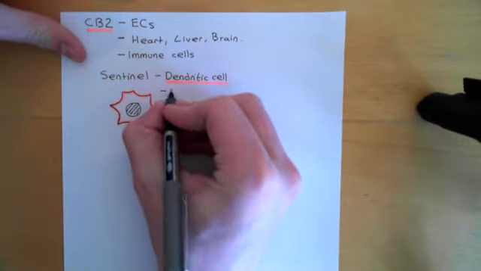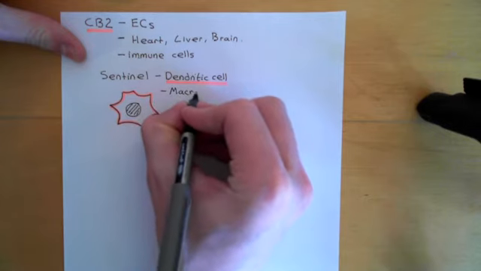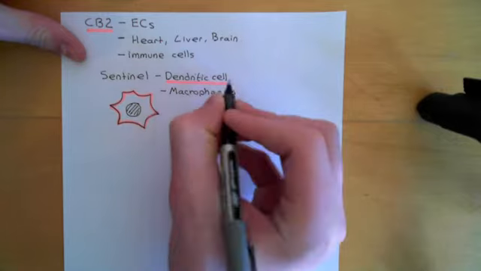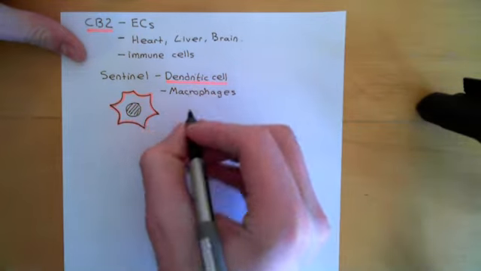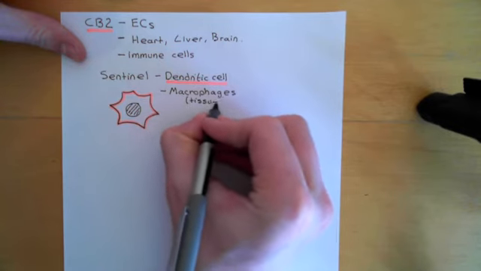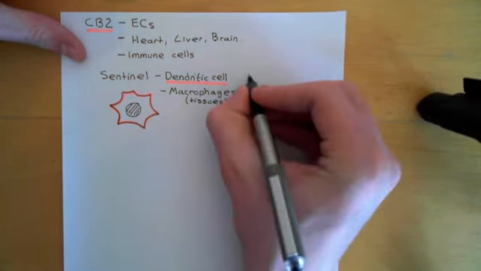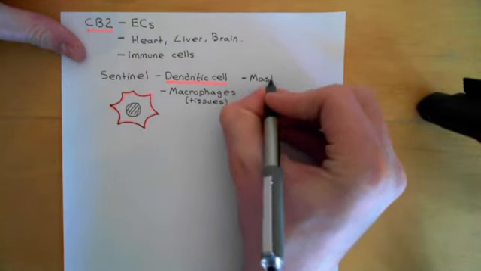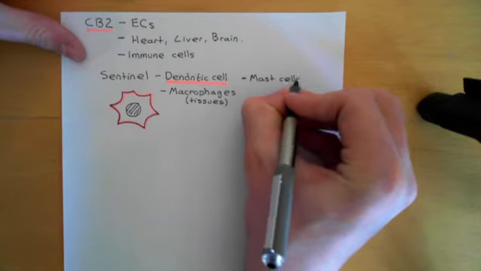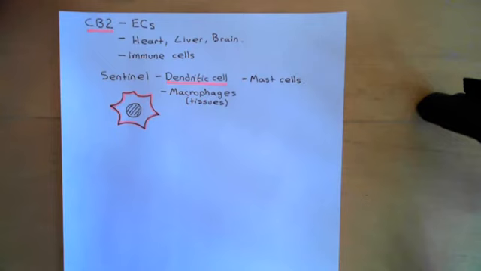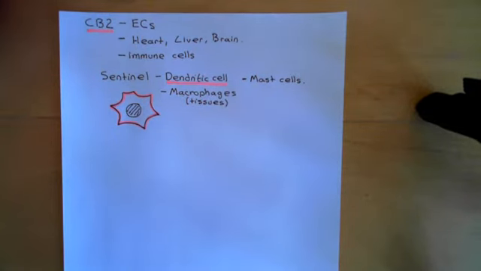arise. Other examples of sentinel cells are macrophages. You have some macrophages known as tissue macrophages, which are normally present in tissues and are sentinel cells. They're standing guard waiting for evidence of an invading pathogen. Another example of sentinel cells are mast cells. Now, these principally release the molecule histamine, but they can release other pro-inflammatory mediators as well, and again they're distributed all over the body.